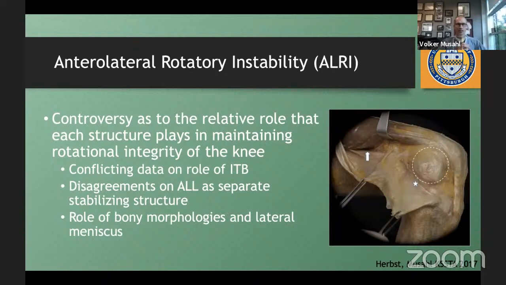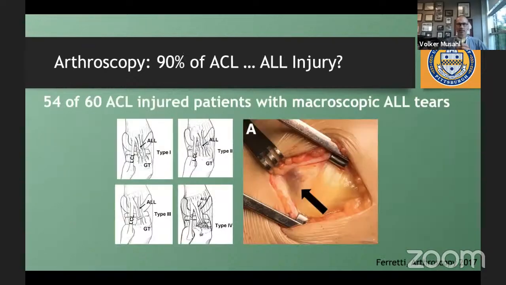There are disagreements on what exactly the ALL is. And I'm going to show you some images here. These images on the right are from Elmar Herbst. He was our fellow in 2017. He published a really nice pictorial essay in the KSSTA journal.